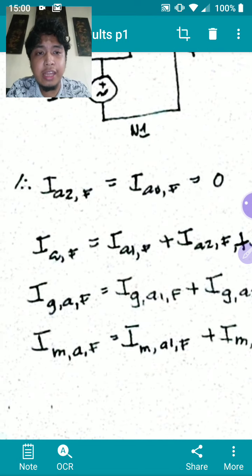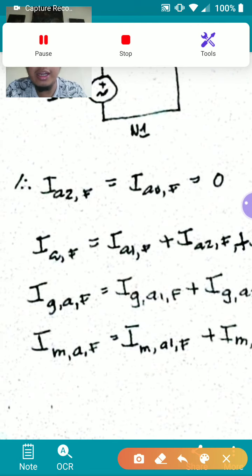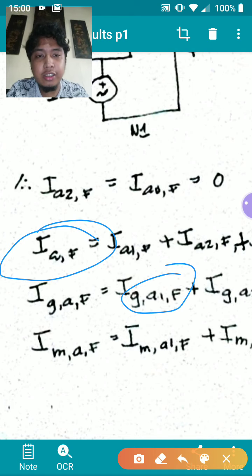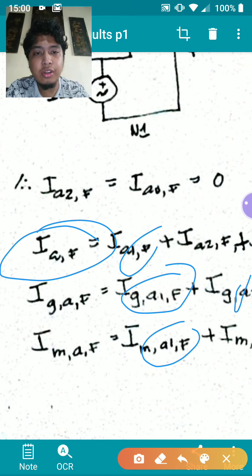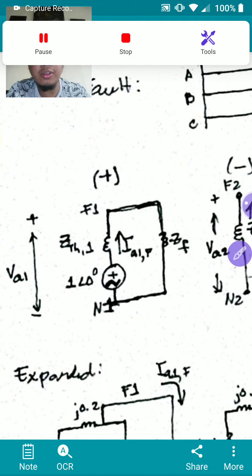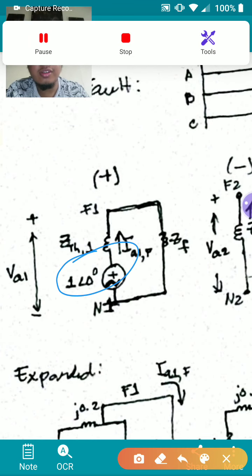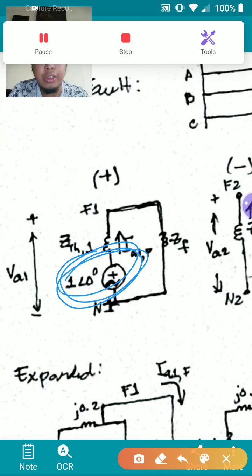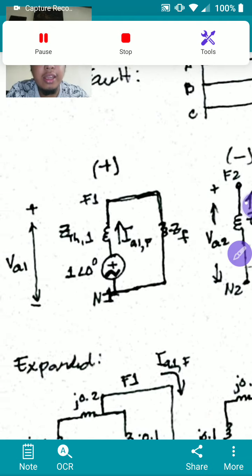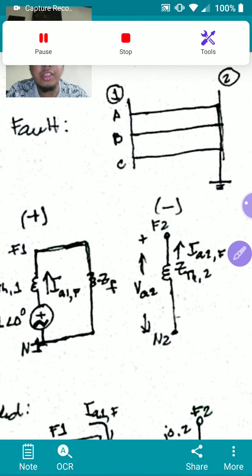Now take note, as you can see here, I am just computing for IAF. All of these are in terms of line currents on A. So why is that? Because I use this voltage as my reference, and that is on AB. So that is on phase A.